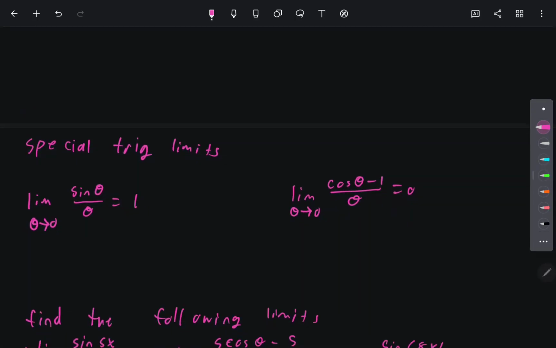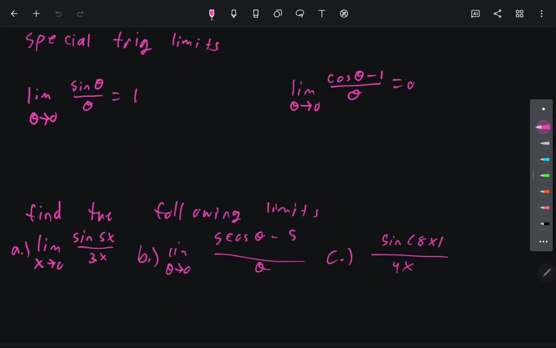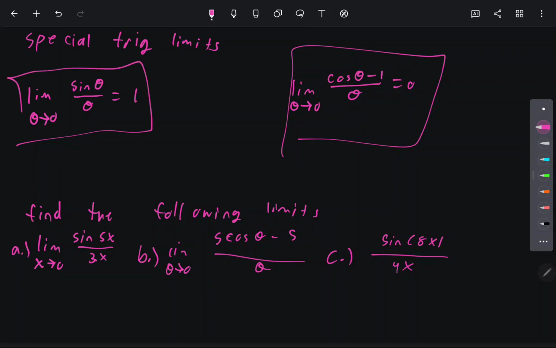All right. Well, now let's talk about these special trig limits that I mentioned earlier. One of them is the limit of sine of theta over theta is equal to 1, and the other is the limit as theta approaches 0 of cosine theta minus 1 over theta is equal to 0. I'm not going to prove these today. I'm going to just state these as fact. And later, once we learn L'Hospital's rule, I'll show you a bit more directly why that's the case.